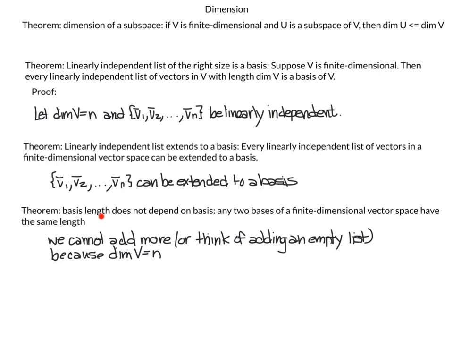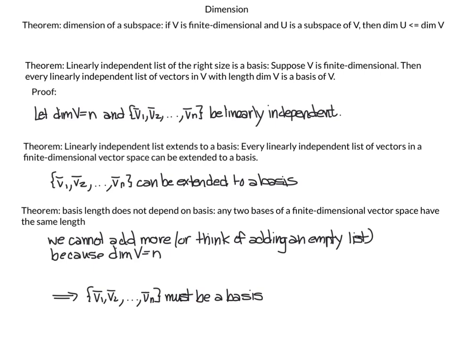But we also know that the basis length does not depend on bases. In other words, the dimension is equal to n. So any basis has to have n vectors. So we can't add any more to here. If you want to think of how we extend it, well, we extend it by adding an empty list of vectors because, again, the dimension of V is equal to n. And therefore, our list of n linearly independent vectors must be a basis.